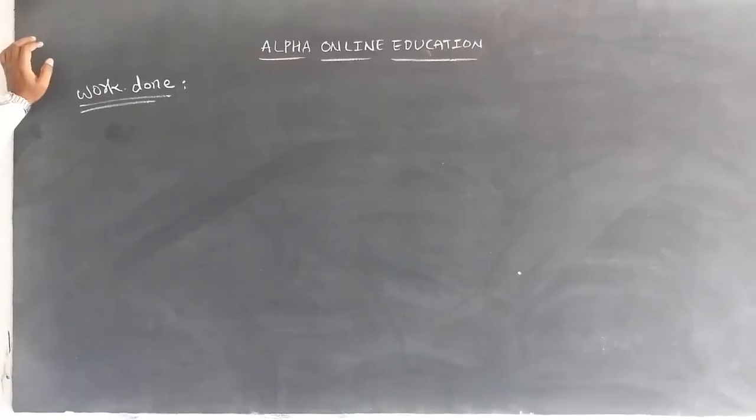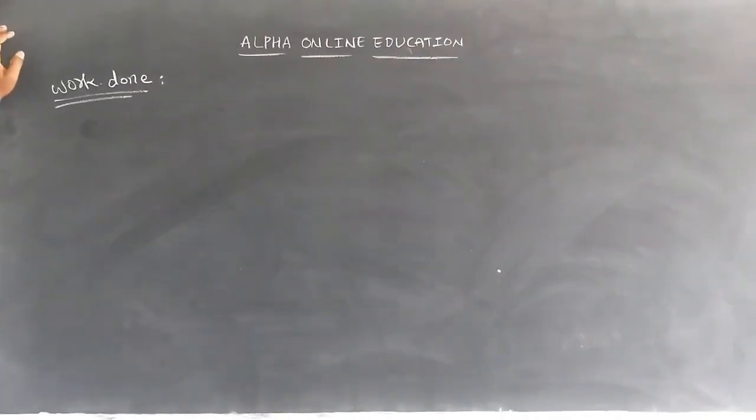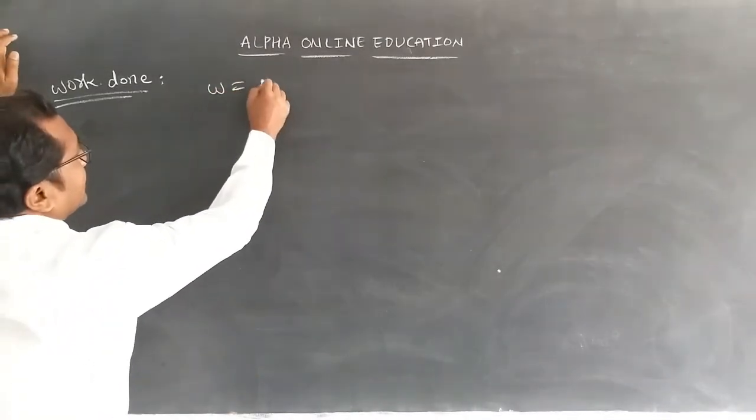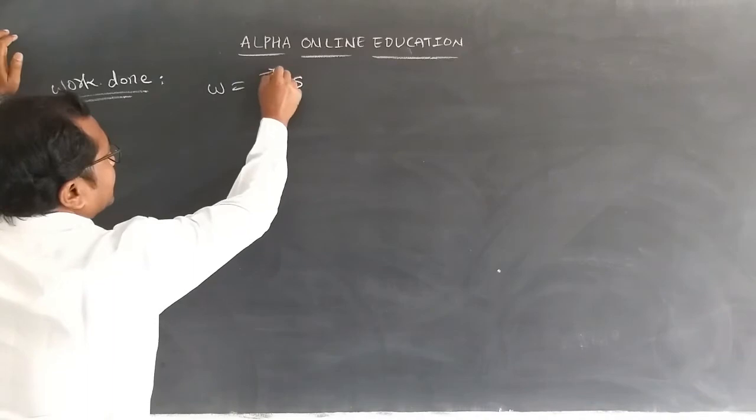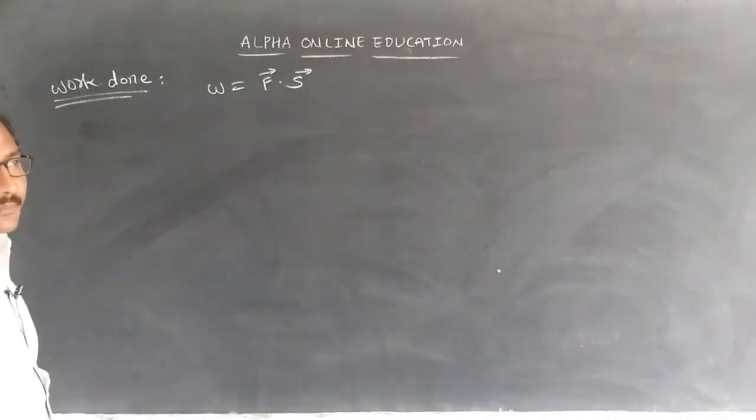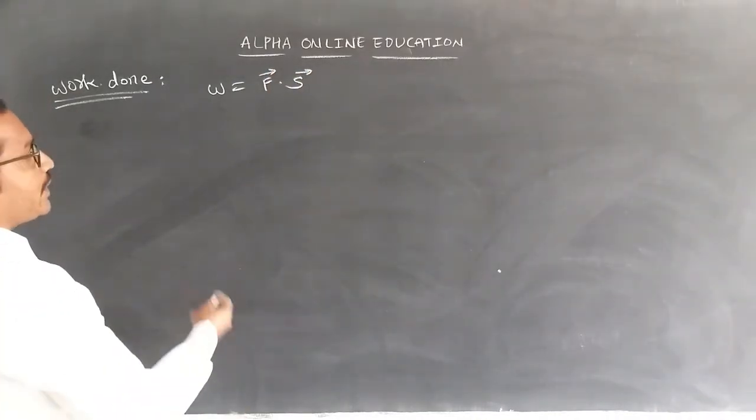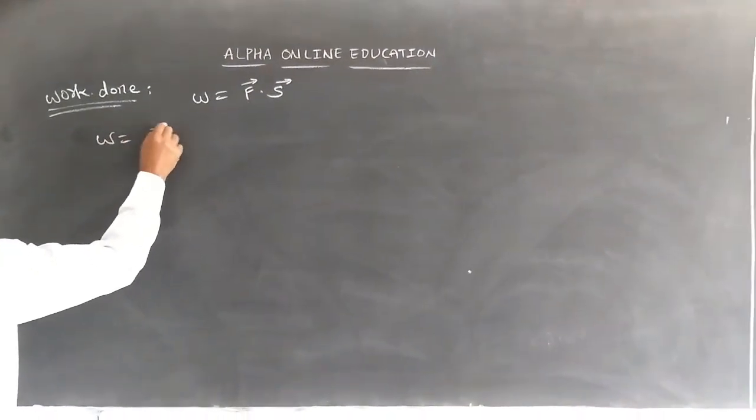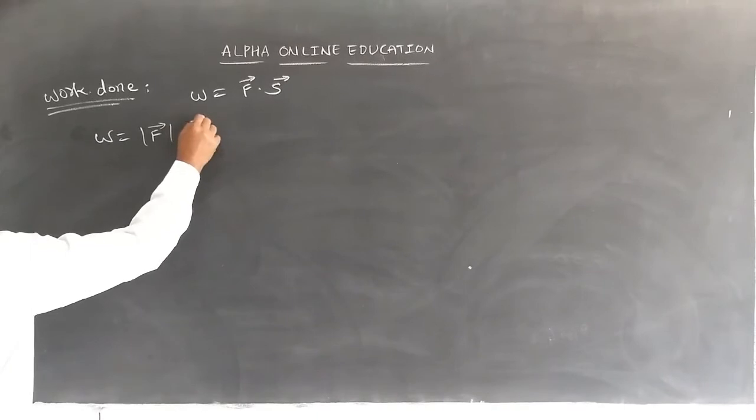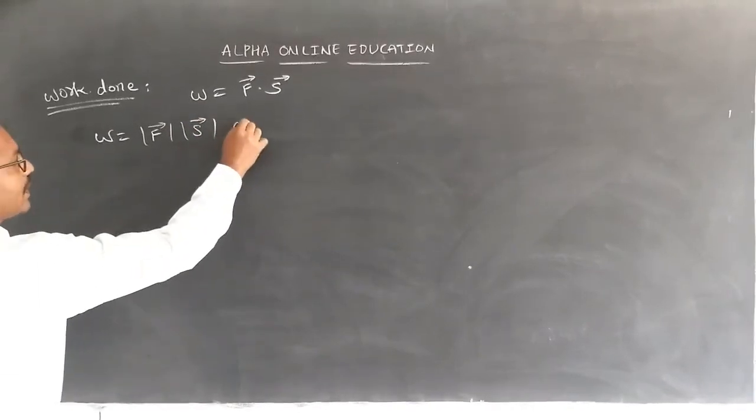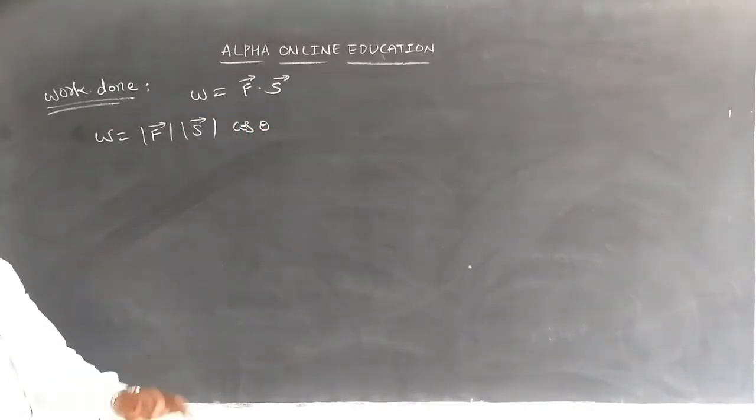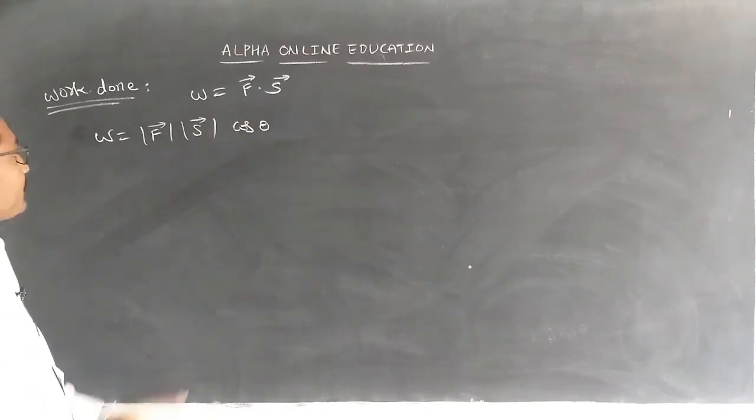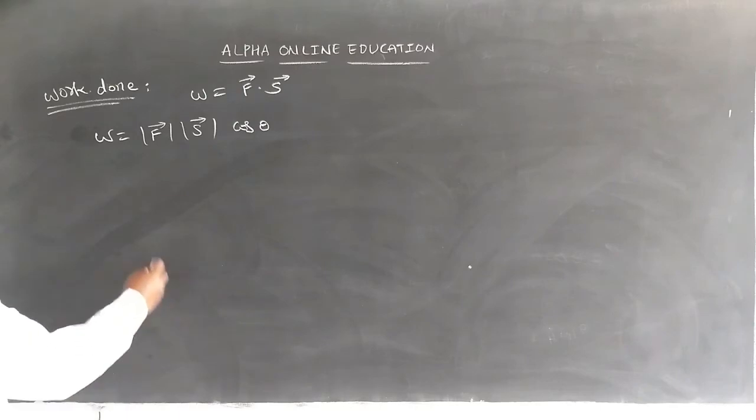Now we are going to define this work done. As we have said here, the equation for the work done is W is equal to F dot S. Okay, right. So how are we going to give the definition for this one? See here, W is equal to magnitude of F, magnitude of S, and the value of cos theta, just exactly like the dot product of the vectors itself. Okay, this is the case, right.